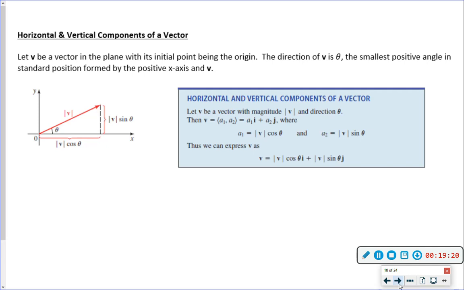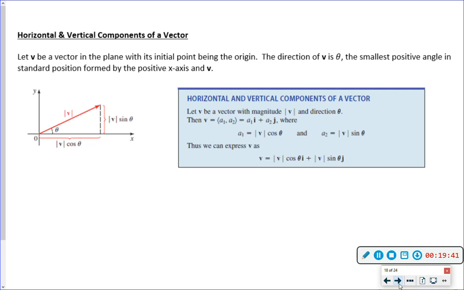Okay, so horizontal, vertical components. Let's get through example 5, and this is going to take a tick to talk about, okay? It's easy, I promise. So, let v be a vector in the plane, focus here, people, initial point at the origin.